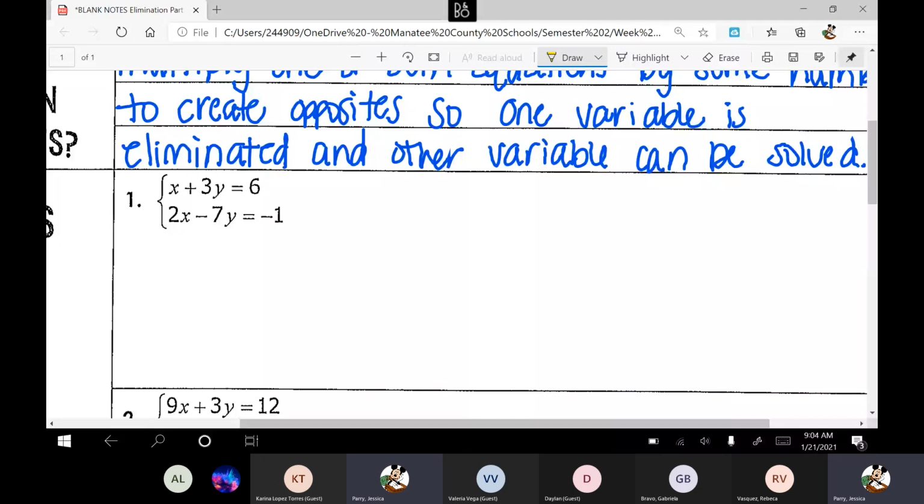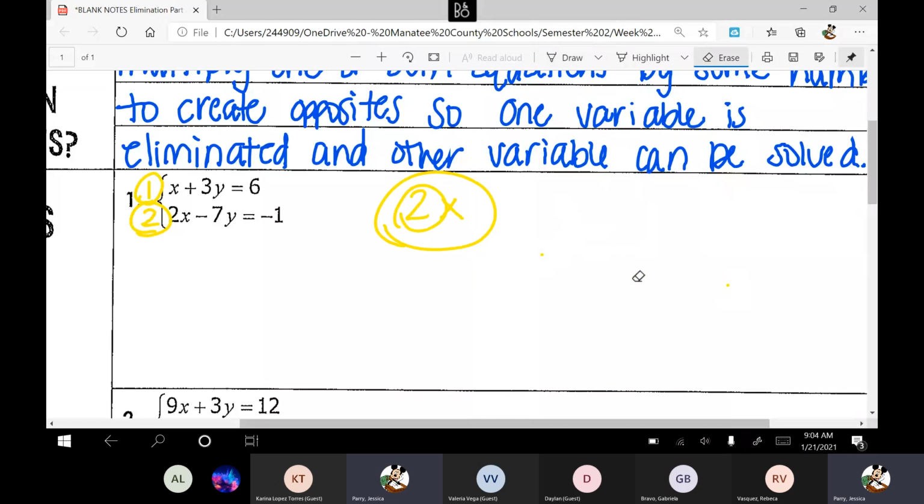Okay, so the way we're going to figure out what number we need to multiply by is let's look at our 2 equations. Here's our first equation and our second equation. We're going to look for a coefficient that has an invisible 1. So remember, a coefficient is the number that's in front of your variable. So for this here, the coefficient of 2x is 2. The coefficient of x is 1.